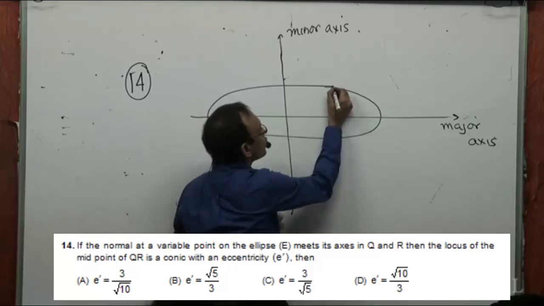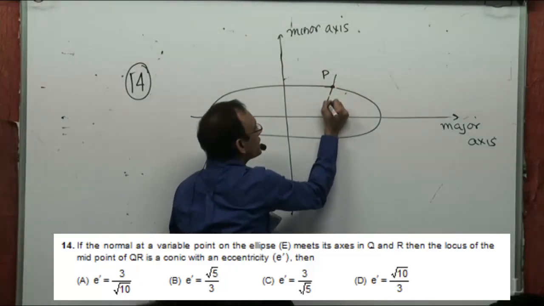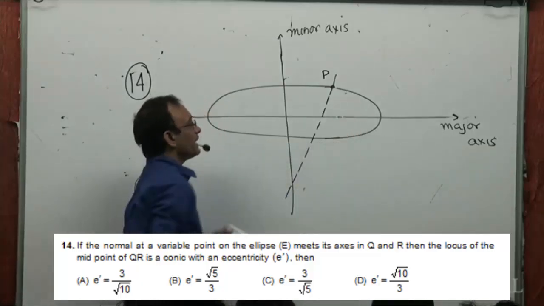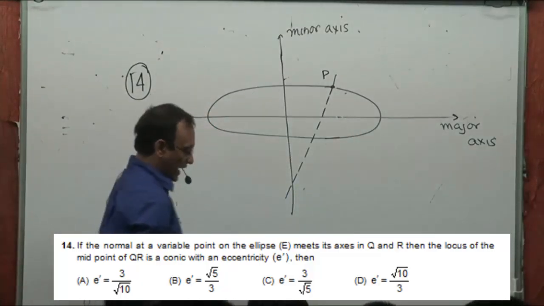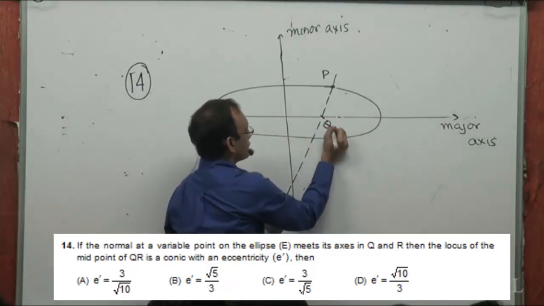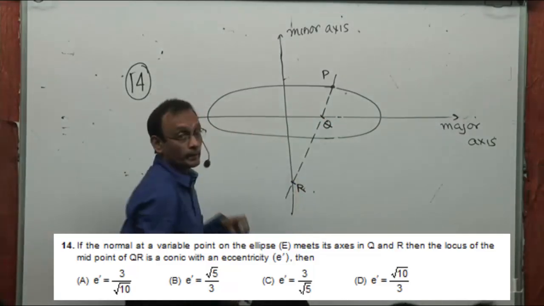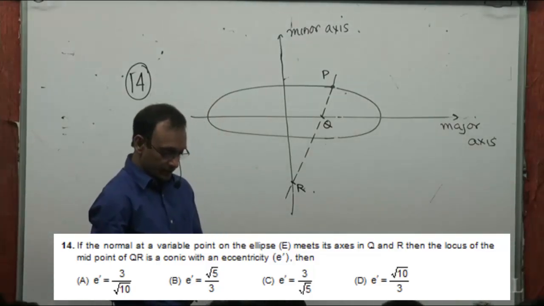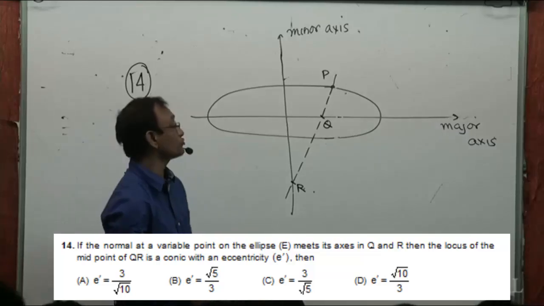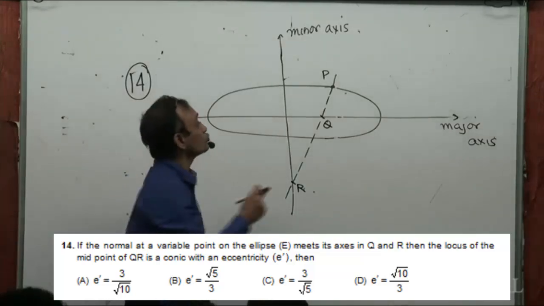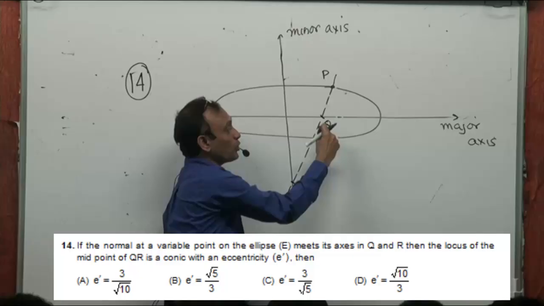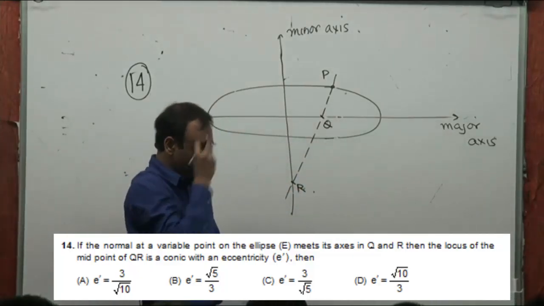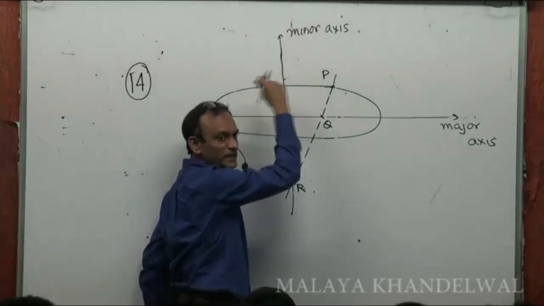If I draw a normal at P, and it intersects the axis in Q and R, then the locus of the midpoint of QR. See, this is again a standard property. If you draw normals at different points, you will get different QRs, right? What we want to find is the locus of the midpoint of QR. So you get different Qs and different Rs for different Ps, different normals.